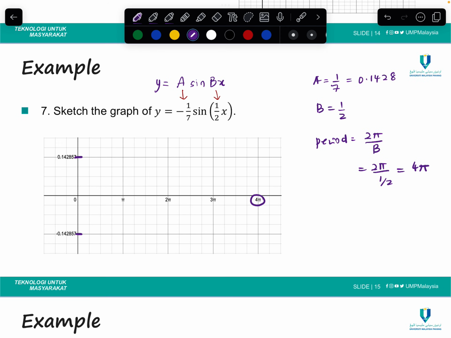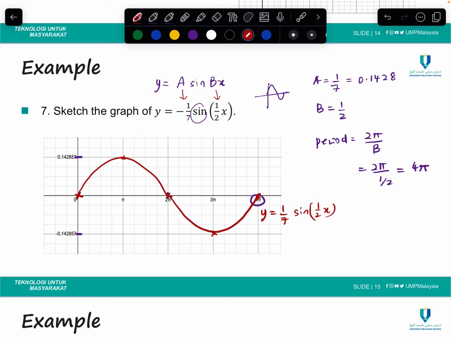We have to draw the graph of sine like this within this time frame. So let's indicate the middle point, 2 pi. So the graph of sine starts at 0 and it will go to the maximum value and it will cross here like this. So the curve can be sketched like this. Okay, so this is y equal to 1/7 sine 1/2x.